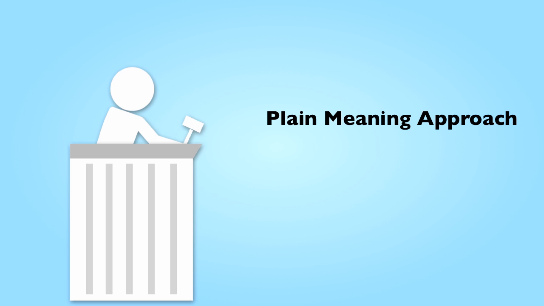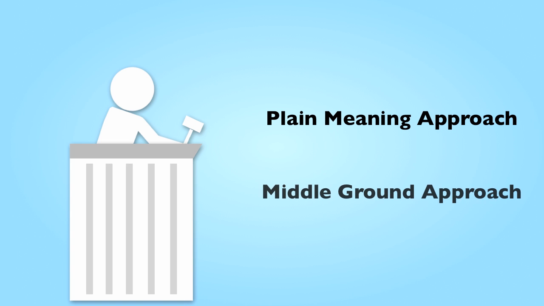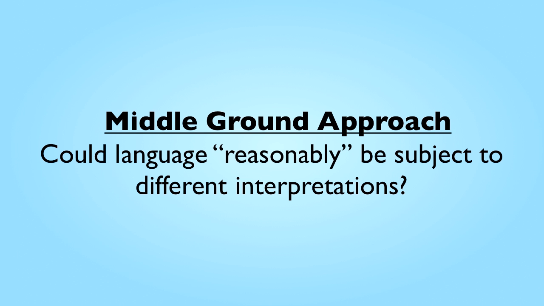So today, you can still find judges using the plain meaning approach. That said, however, there seems to be a slowly emerging middle ground approach that seeks to avoid both the problem of too much reliance on the words without hearing their context, and the problem of allowing the judge to decide whether she believes the evidence. This middle ground approach says that the judge's function is to determine whether the language involved could reasonably be subject to different interpretations. If so, the extrinsic evidence is admitted.